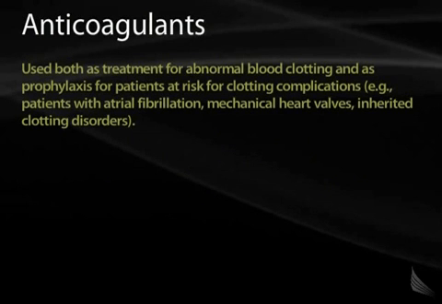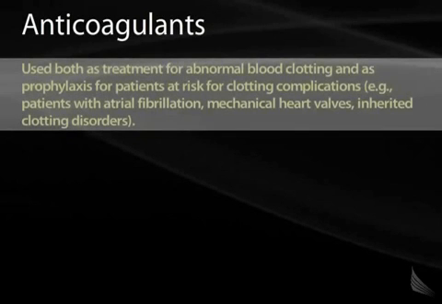Anticoagulant medications, based on the patient as well as the medication, can be used both as a treatment for abnormal blood clotting and as prophylaxis for patients that are at risk for developing a blood clot. For example, patients that have atrial fibrillation, patients that have a mechanical heart valve, or an inherited clotting disorder.